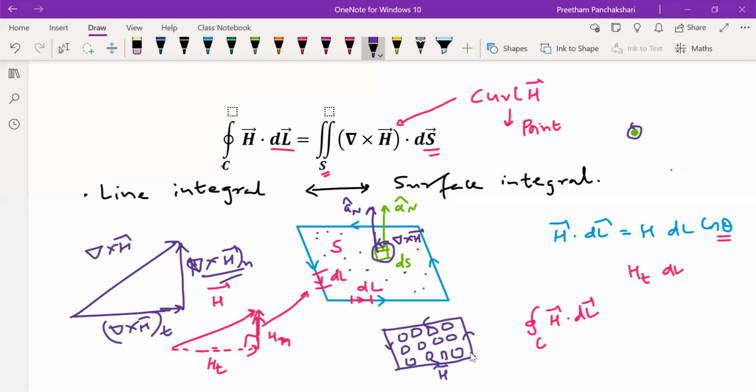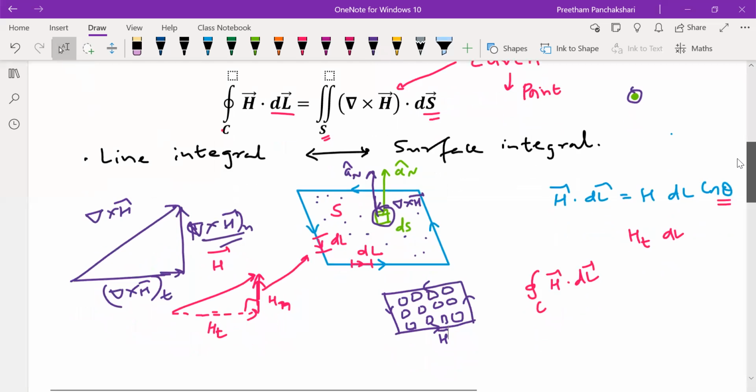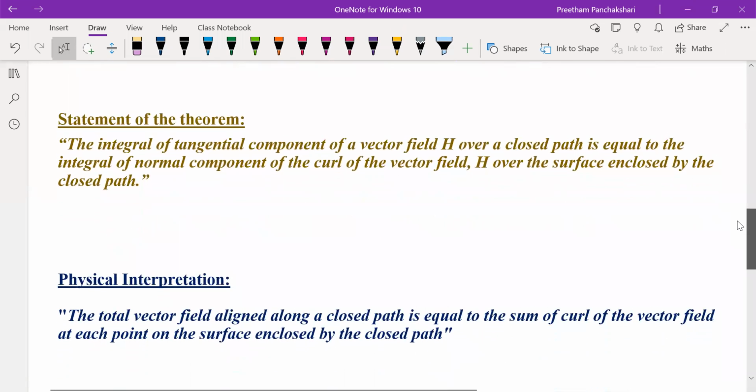So H can be either evaluated over the boundary line of the surface to get the magnetic field aligned with this boundary. Otherwise, the same value can also be obtained by adding all the curl normal components, or all the curls of the same vector field, at every point on the surface within the closed path. This is the physical interpretation of the Stokes theorem. Now, I would like to give you the two statements formally.